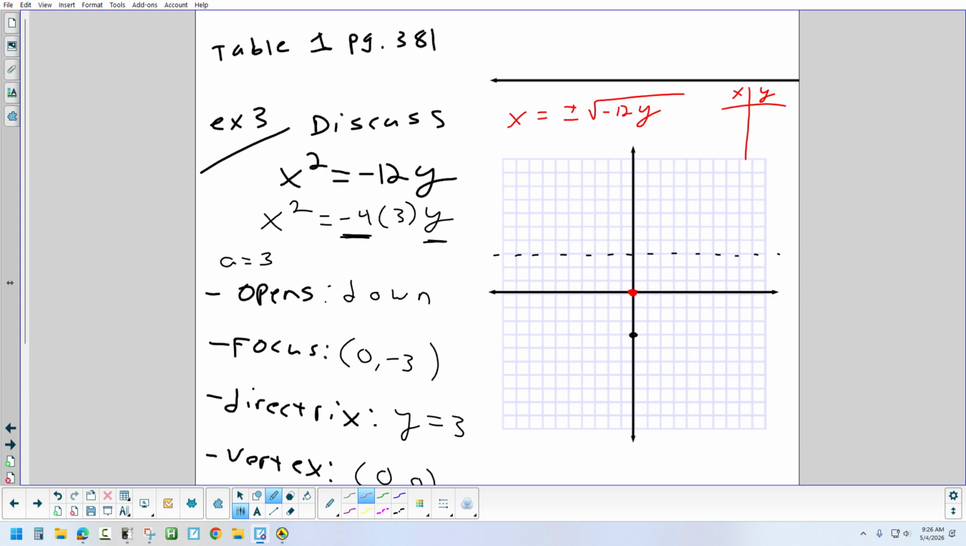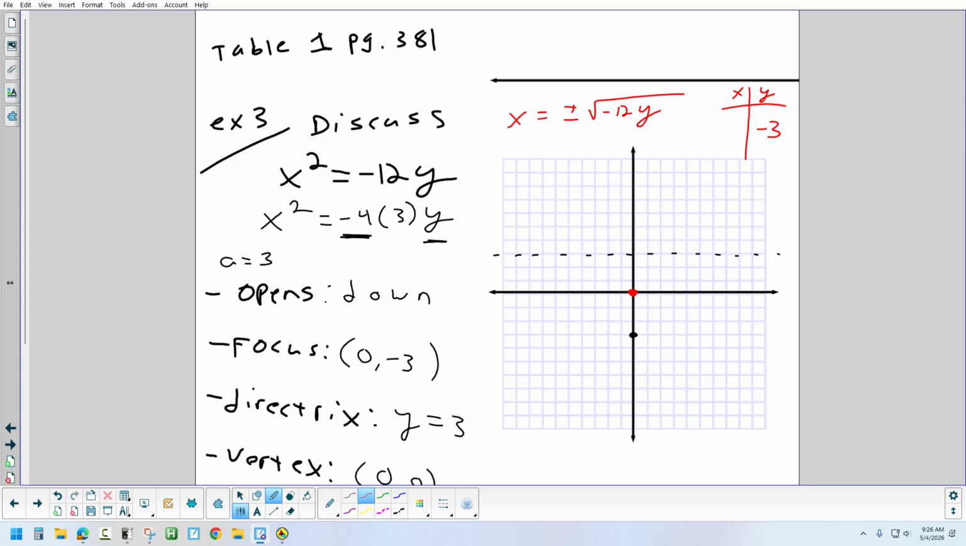Yep. -3, perfect. We definitely don't want to plug in positive values for y. Okay, if we plug in positive values for y, we're going to have the square root of a negative number. That's imaginary. So this graph is not going to have any positive y values on it. Okay, we need negative y values. So -3.